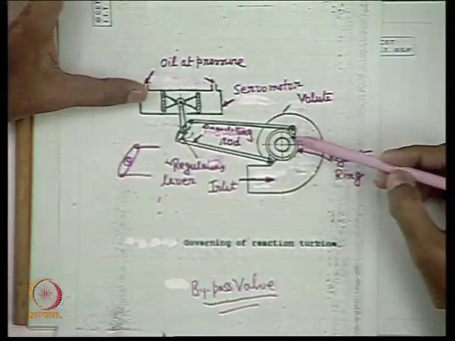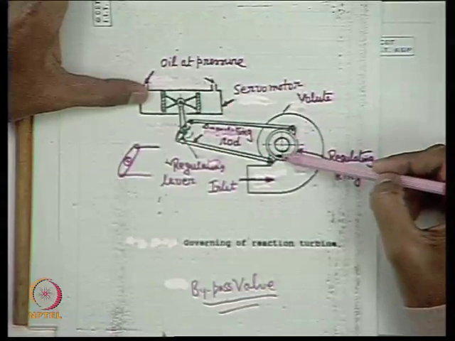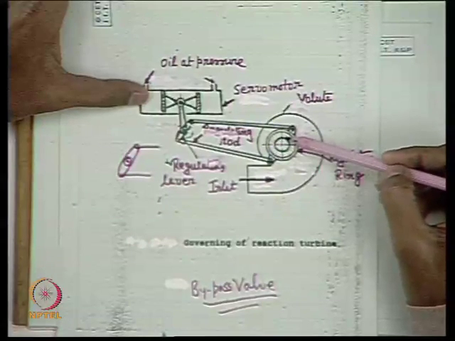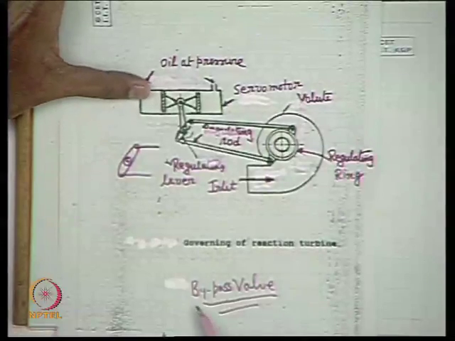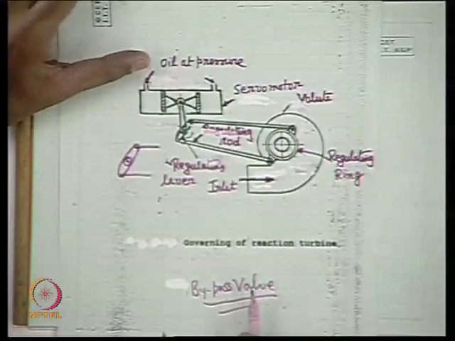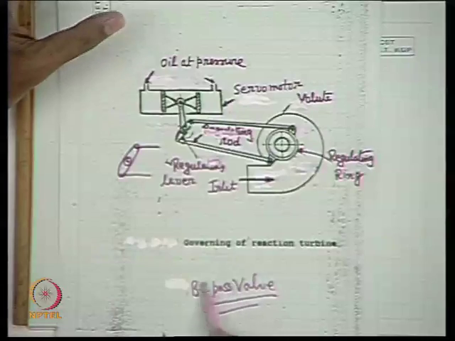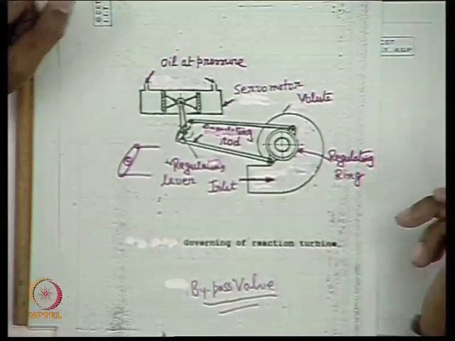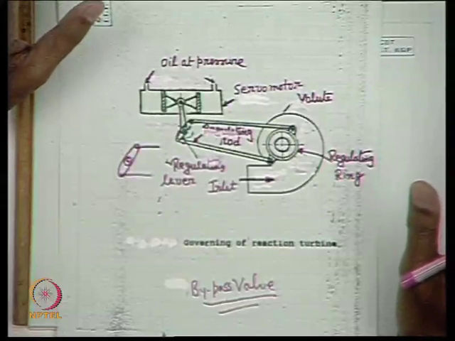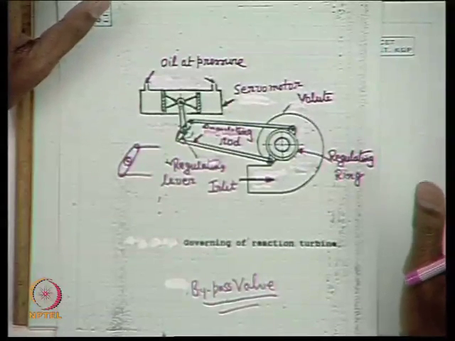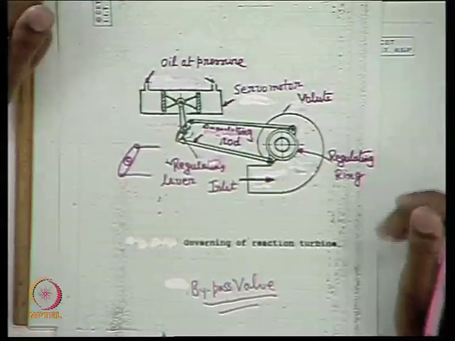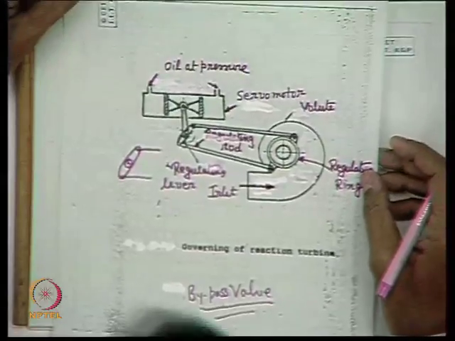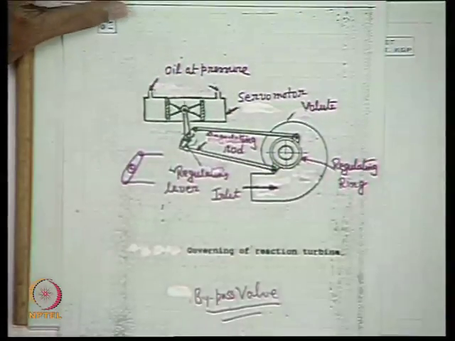That means simultaneously the flow rate is controlled through this mechanism by altering the position of the stator vanes or the wicket gates, along with bypassing or changing the direction of flow, converting a certain amount of flow in other directions, not allowing it to enter the turbine. This is known as double regulation. It depends upon the amount to which the change in the flow rate has to be made. When the load changes drastically, then double regulation is required. So, this is all about the governing of reaction turbines.